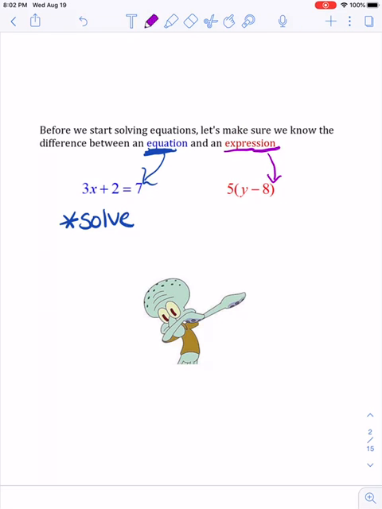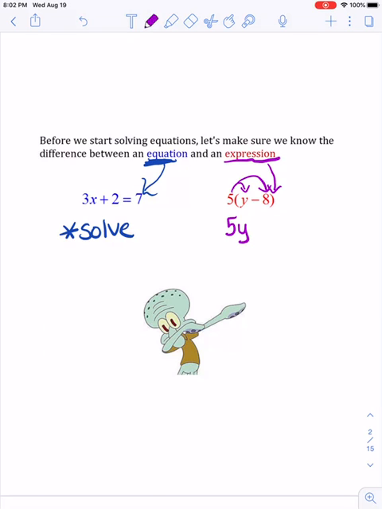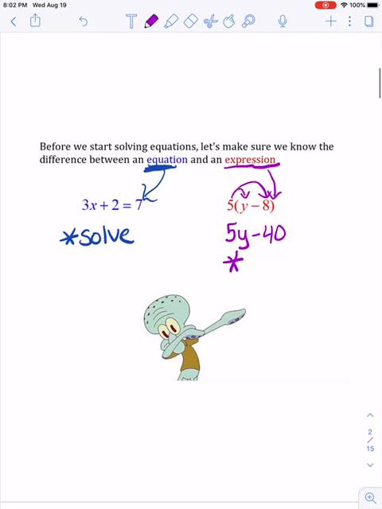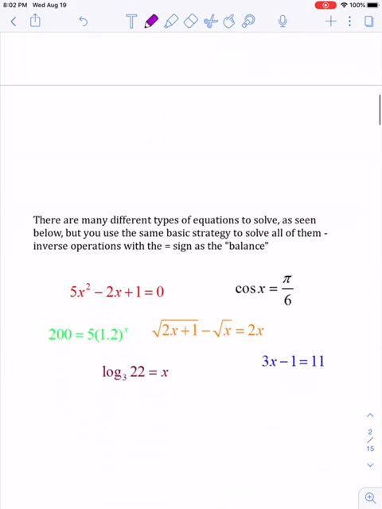Notice there's no equal sign here. And an expression is not something you can solve, right? If we were to simplify this here, we'd get 5y, 5 times 8 is 40, so minus 40. Notice we don't have y is blank in the end, right? We just have something that we have been able to simplify. So again, equations have equal signs. Expressions do not. We solve equations. We simplify expressions. Today we are going to be dealing with equations.